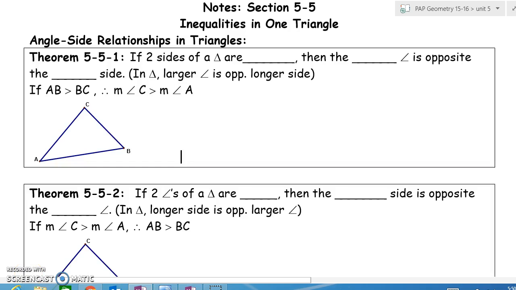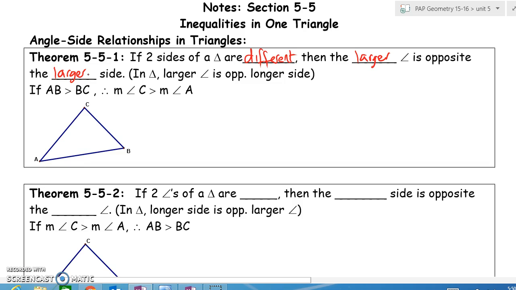Let's jump right in here and start filling in the blanks. If two sides of a triangle are different, then the larger angle is going to be opposite the larger side. And let me try and draw a picture of what's going to happen here.